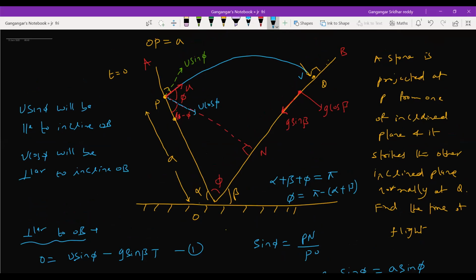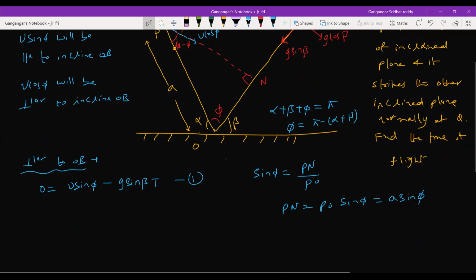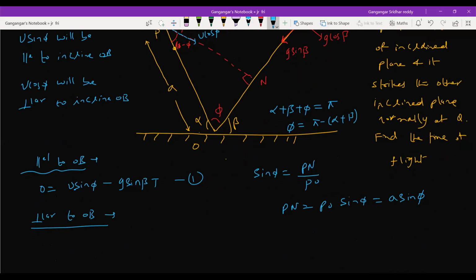So what is the displacement perpendicular to incline OB equal to Pn? And what it makes, the G cos beta will accelerate, and what is the initial velocity? U cos phi. So shall I write S equal to Ut plus half AT square? So perpendicular to, oh wait, this is parallel to OB. Okay, next you write perpendicular to OB. Write one more equation. Distance Pn is equal to U cos phi T plus G cos beta T square by 2.